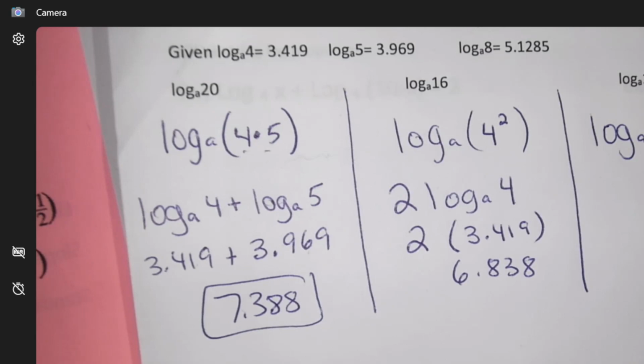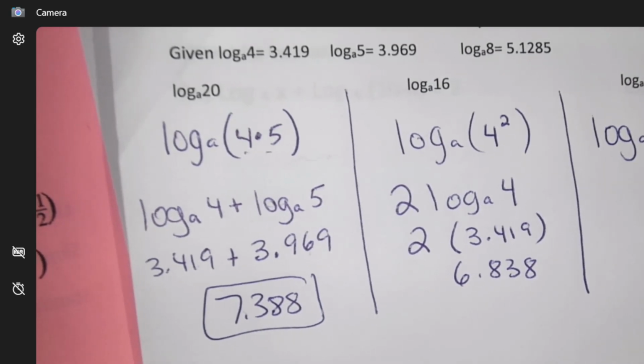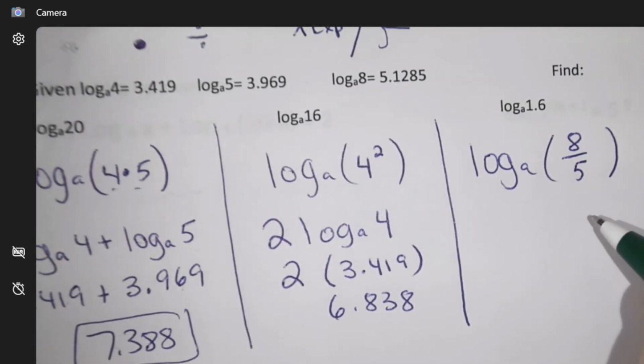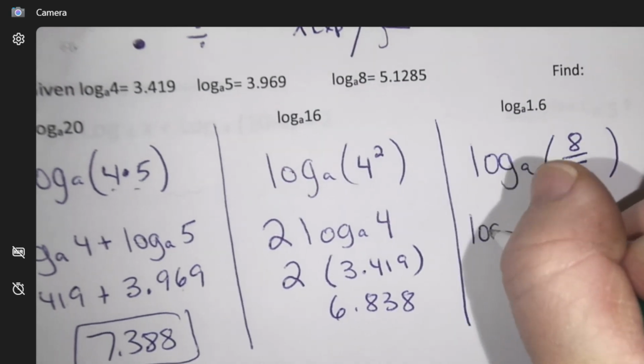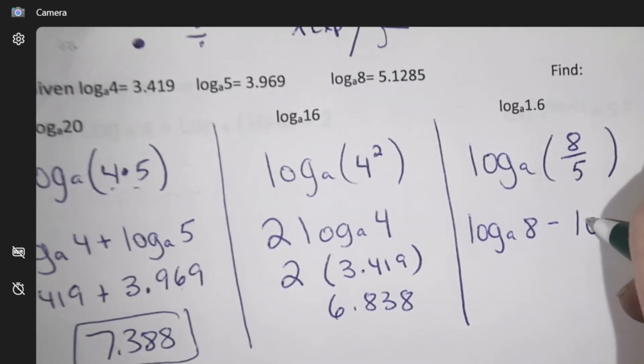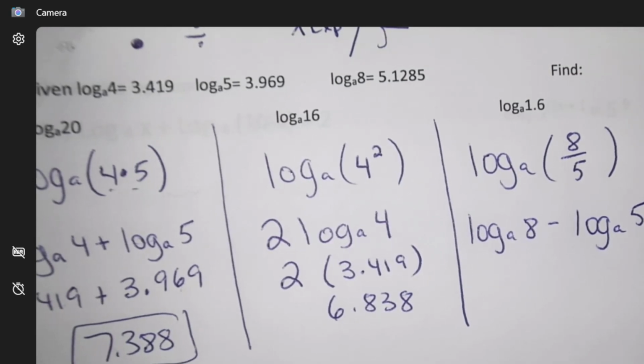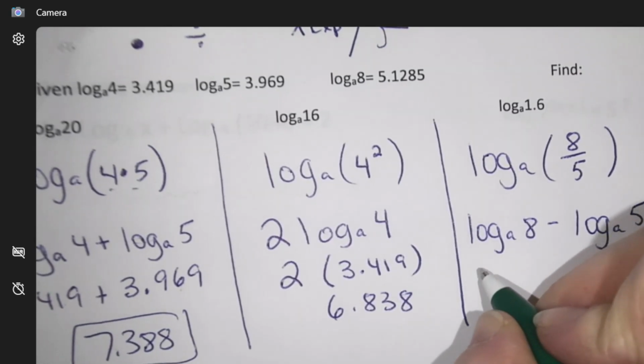Okay, now, how do I rule this? If there's 2 dividers, what could I do? I can separate them with subtraction.